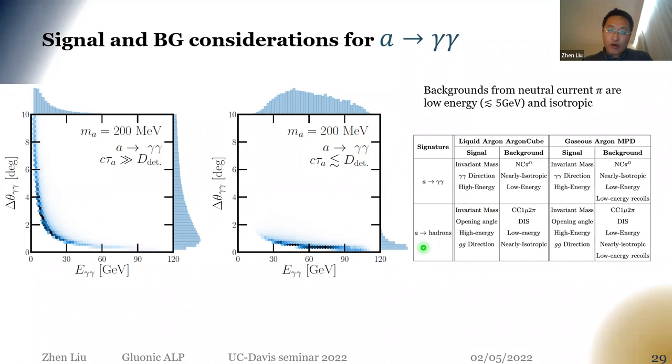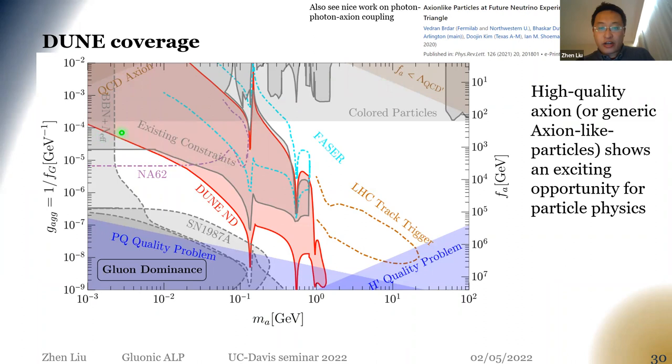So then we can check what the DUNE near detector does for us. Same plot, axion mass versus the axion-gluon coupling. There's the displaced track trigger LHC search I talked about earlier. Here's the new DUNE near detector projection. You can see it's very complementary to the high-luminosity LHC searches. In fact, they don't even overlap in sensitivity, due to the different nature of the experimental setup. Together they really cover a much larger region of the motivated axion-like particle regime. I think it shows a very exciting opportunity for particle physics.